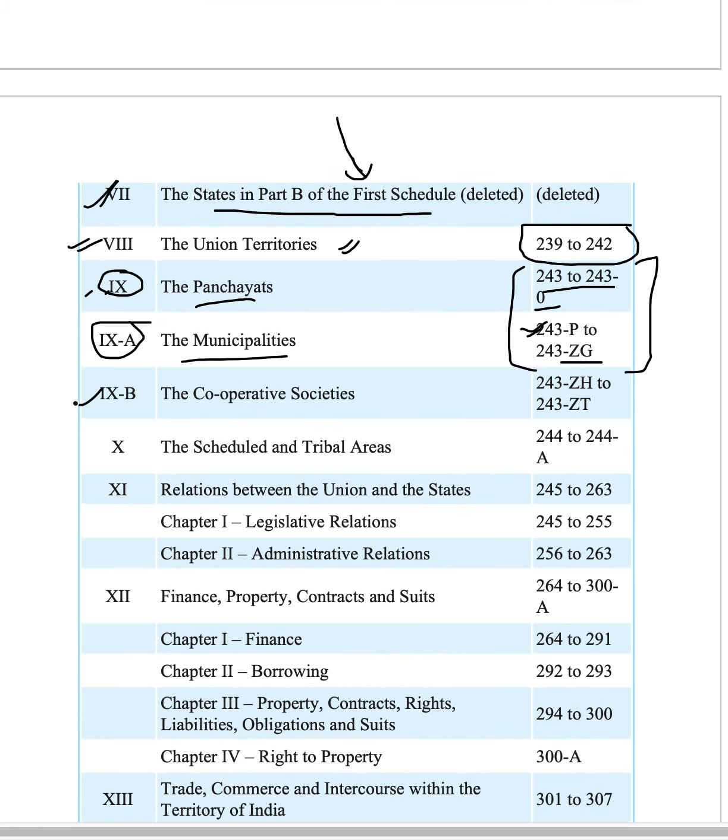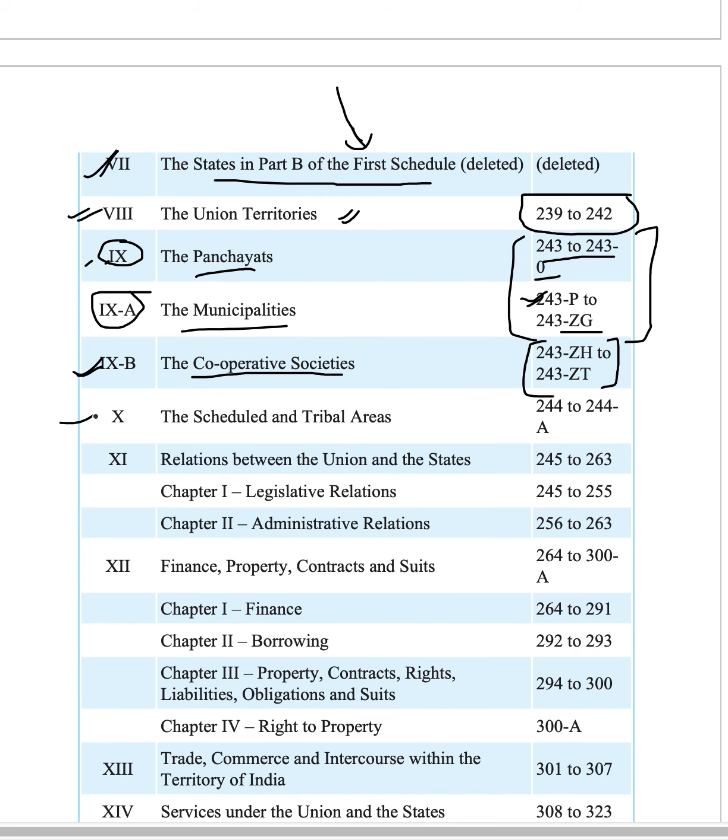Then Part 9B is the cooperative societies. So it also is covered under Article 243 itself. Then Part 10 is the scheduled and the tribal areas. These particular areas are covered in Article 244.